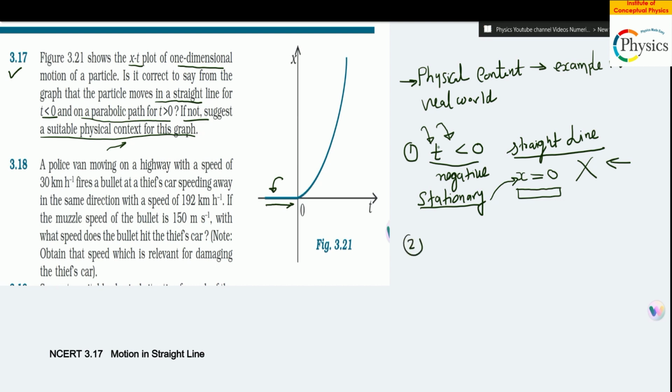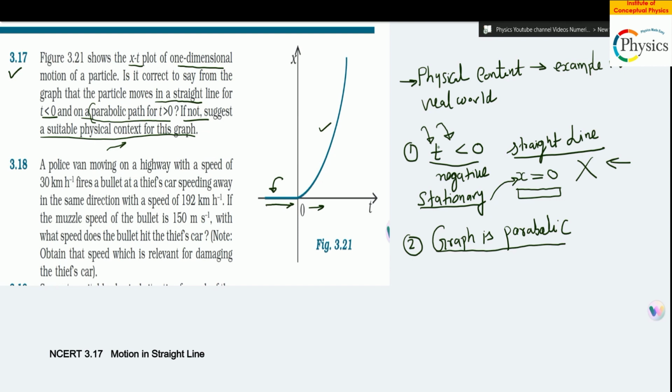Part number 2 is pertaining to this part, which is t greater than 0. If you see this, this actually is a parabola, right? It is a parabola, but the question is, is it a parabolic path? The graph is parabolic. Graph is definitely parabolic. But does it mean that the path is also parabolic? I mean, is the body also in a parabola?